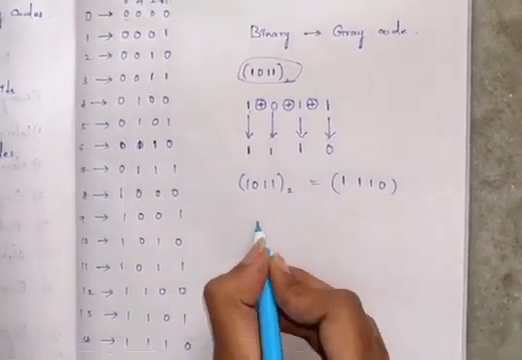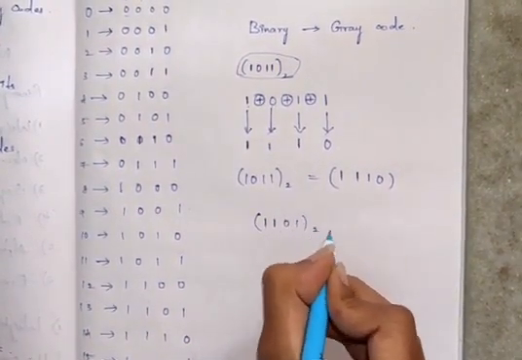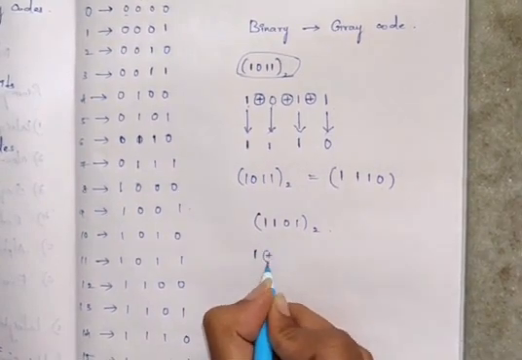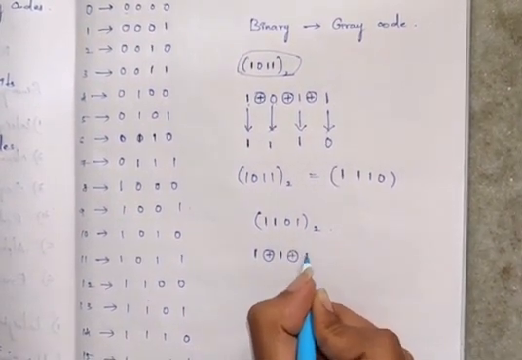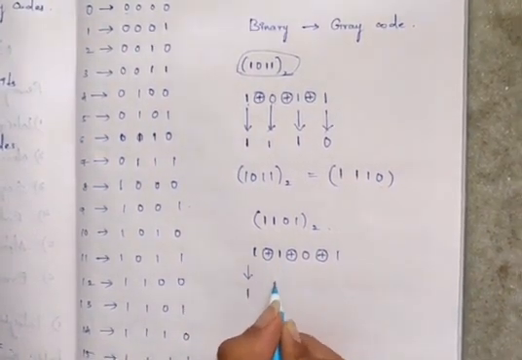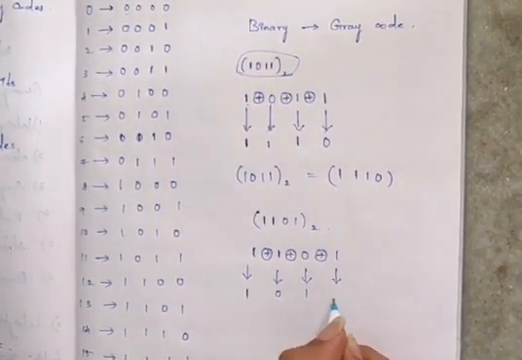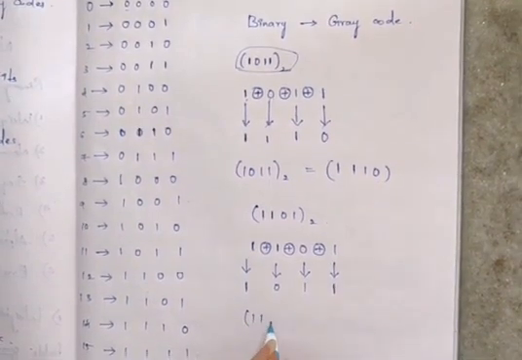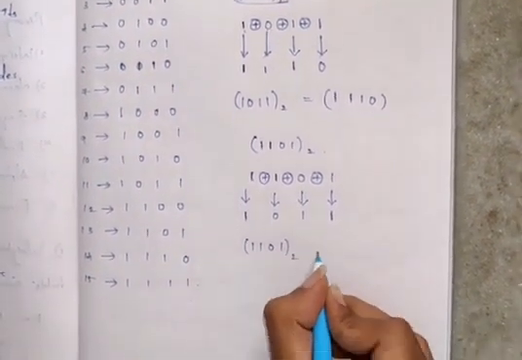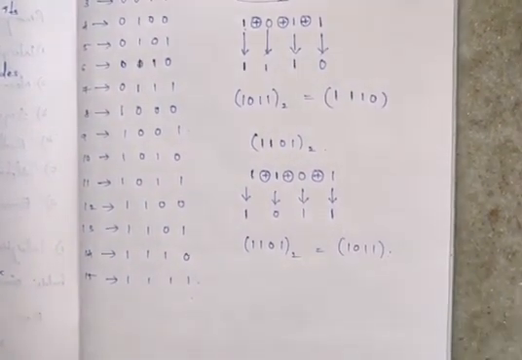We will take another example, 1101 base 2. Similarly, by using XOR operation between these 4 bits, the first digit is represented as it is. 1 XOR 1 gives 0, 1 XOR 0 gives 1, 0 XOR 1 gives 1. So 1101 in binary is represented as 1011 in gray code. Next, we will learn how to convert gray code to binary code.